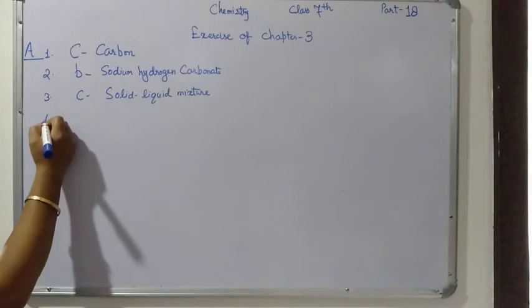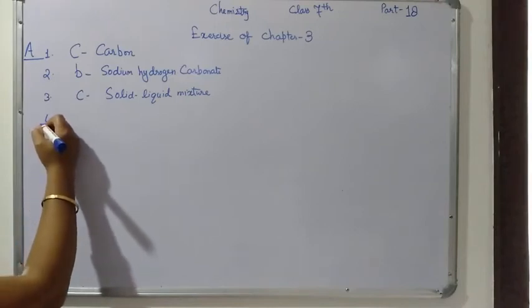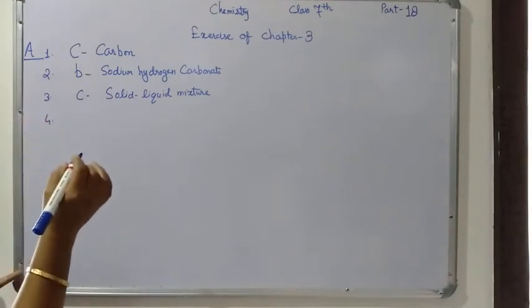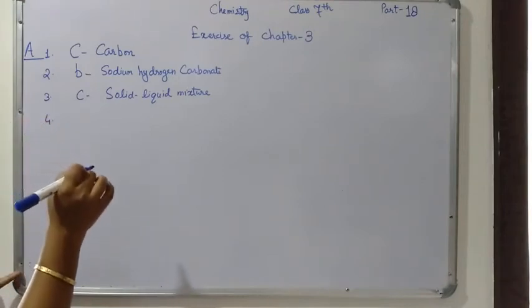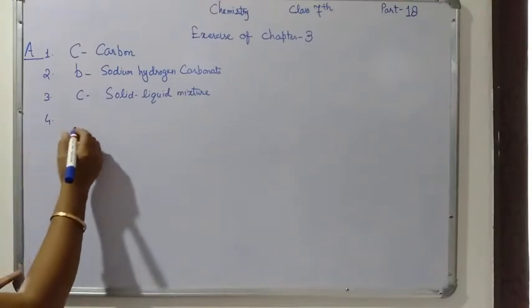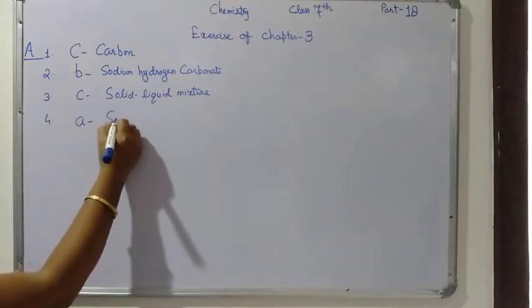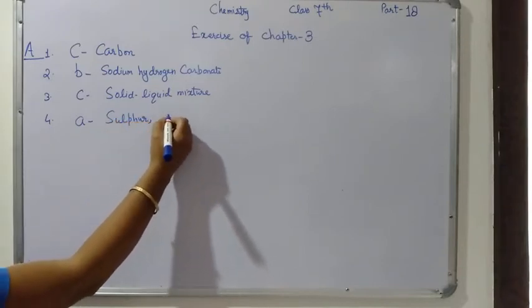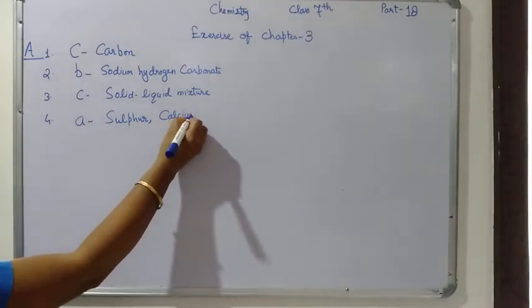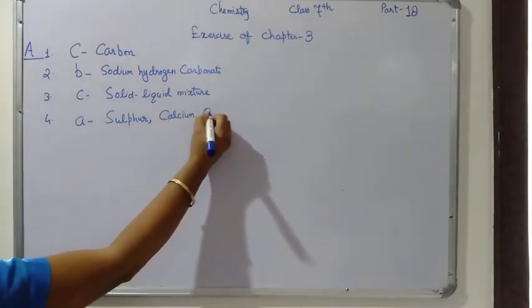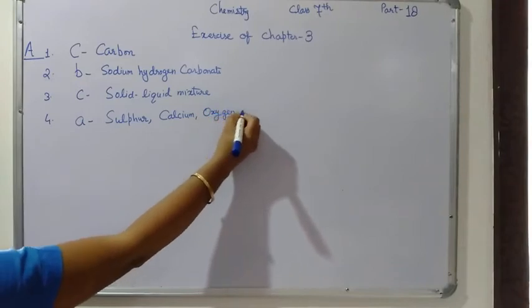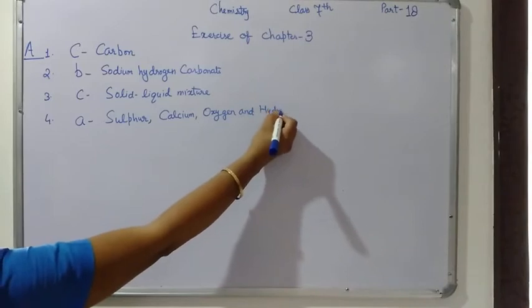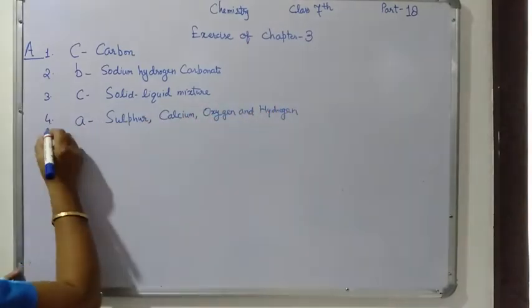Now fourth one, plaster of Paris is a compound of, how many elements are there in the plaster of Paris? That you have to write. Your correct answer is A. In plaster of Paris, sulfur is present, calcium is present, oxygen is present, and hydrogen is present. So your correct answer is A.